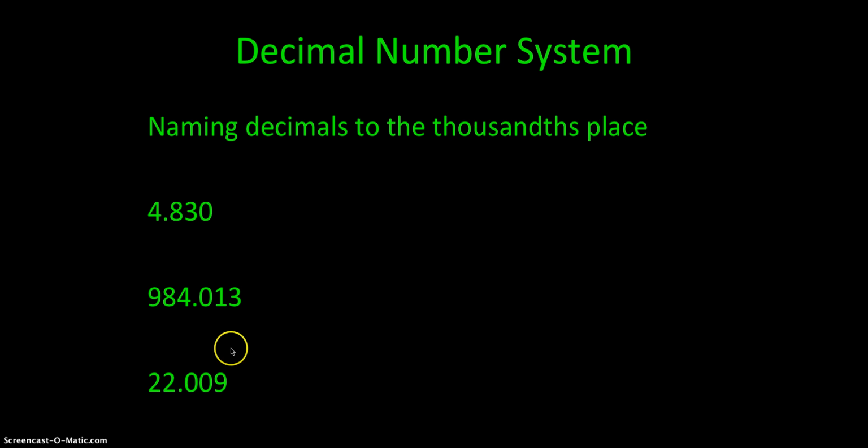Naming decimals to the thousandths place. This first number is 4 and 830 thousandths. Pause the tape, practice reading the others. This number, 984 and 13 thousandths. The last number on the page, 22 and 9 thousandths.